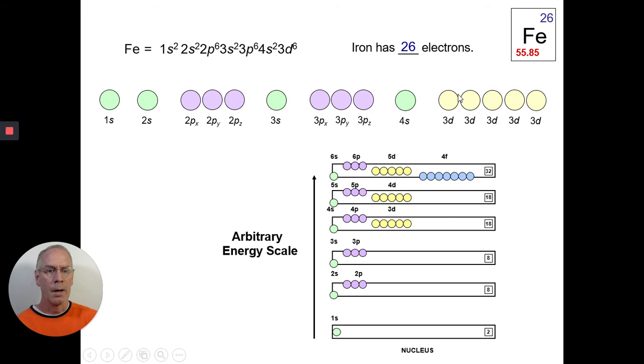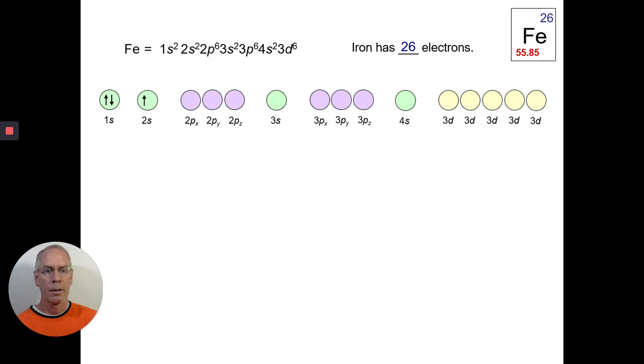Now, if we were to fill this in, all I've done is take this arbitrary energy level and go from the bottom up, and I made it left to right. So filling in 26 electrons, it goes 1, 2, up, down, 3, 4, 5, 6, 7, up, up, up, 8, 9, 10, 11, 12, 13, 14, 15, 16, 17, 18, 19, 20. Now remember, everybody gets 1. 21, 22, 23, 24, 25, and 26. And that's how we're thinking about the electron configuration, filling in those orbital diagrams.